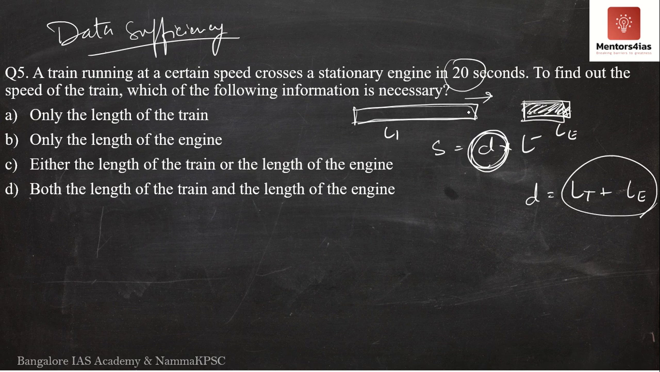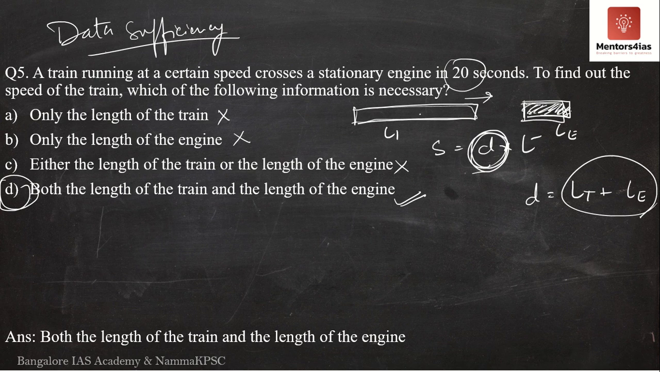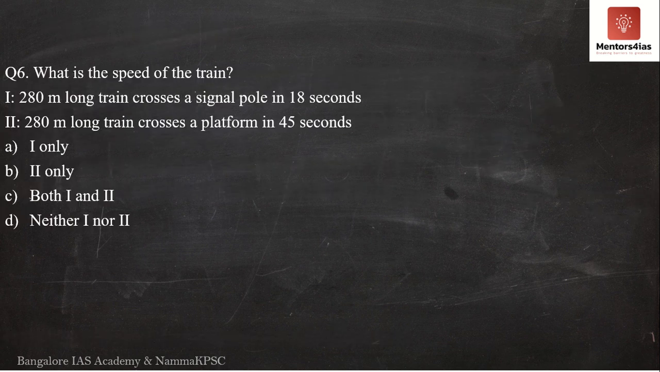Therefore, in order for me to find out the answer, I will need the length of both the train as well as the engine. So, for your data sufficiency, what information is necessary? Only the length of the train? Not enough. Only the length of the engine? Not enough. Either the length of the train or the length of the engine? No. We need both the length of the train as well as the length of the engine. Therefore, the correct option is option D. It is option D. So this is a part of your data sufficiency. Next question.